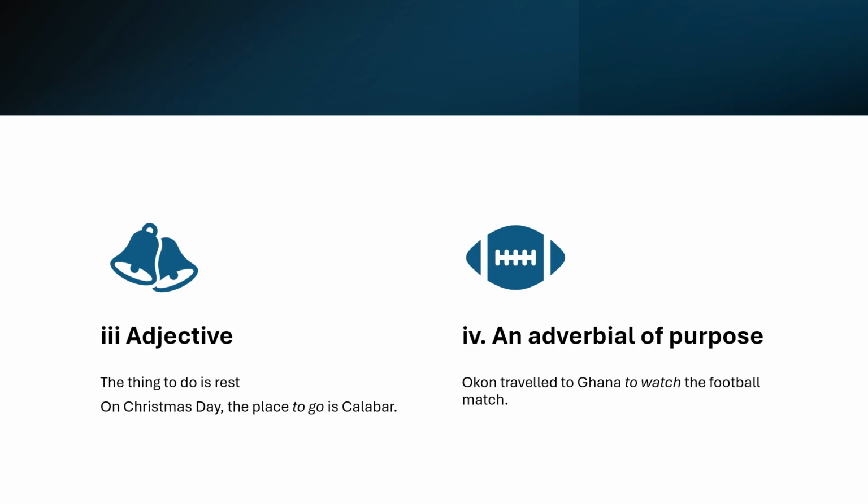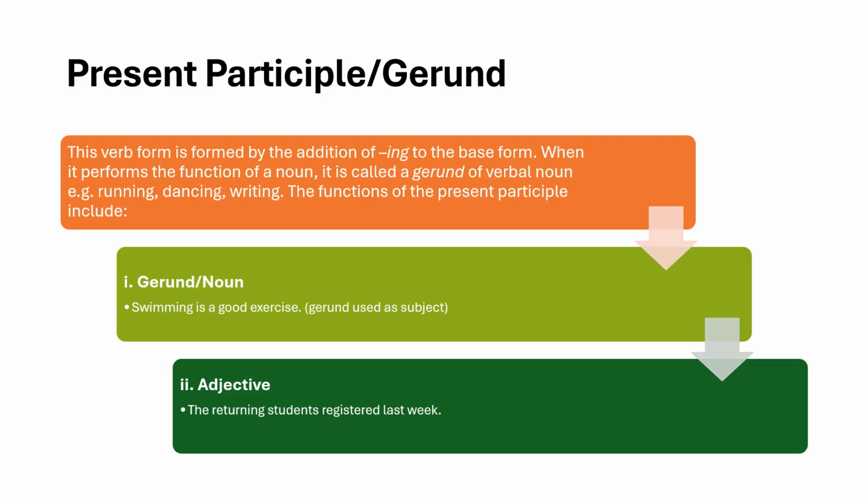Then in this case, it is serving as the adverbial of purpose. So you have: he had to travel to Ghana to watch the football match. Why did he have to go to Ghana? To watch the football match. That is another function it can perform, as you can see here. Now you have the present participle or gerund. This form of the verb is formed by the addition of -ing to the base form. This is also very familiar to most of us.